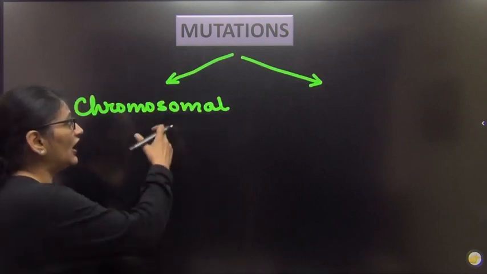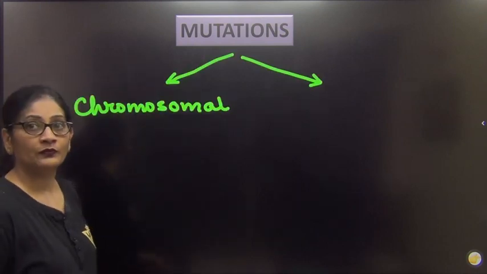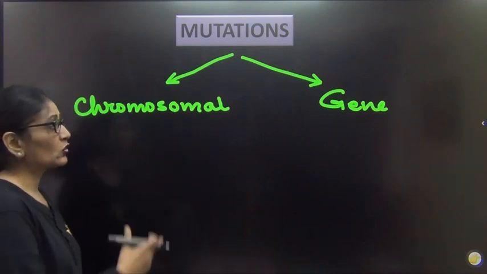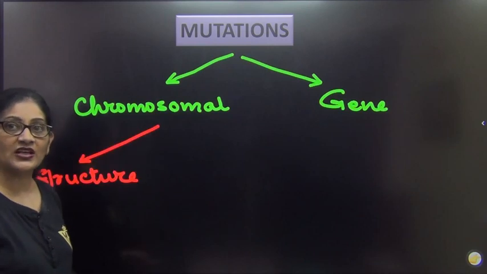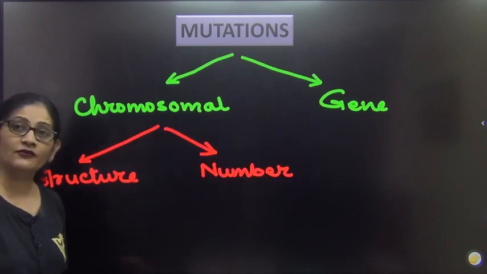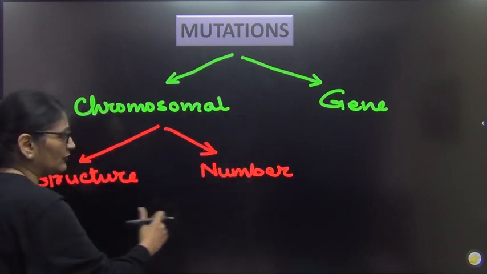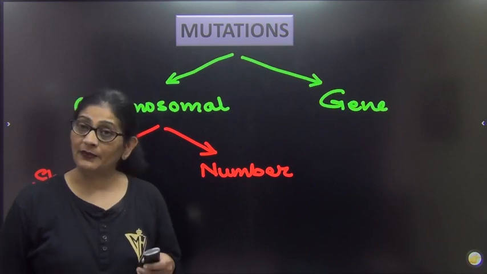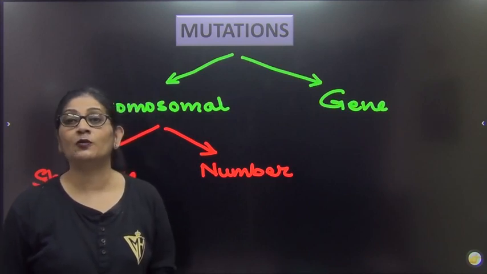First, what is mutation? We know that any change either in the chromosome or in the gene is called mutation. Chromosome mutation includes either change in structure of chromosome or change in the number of chromosomes. Chromosomal mutation we have already dealt with in the previous chapter. In my previous chapter, I did not teach you about gene mutation.